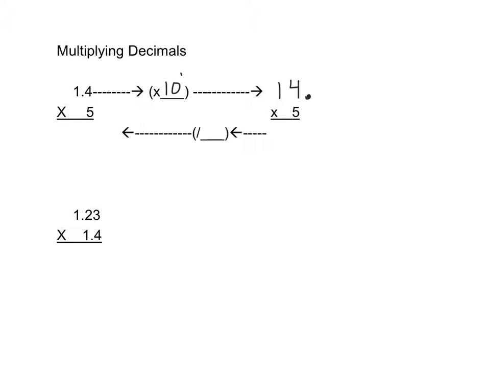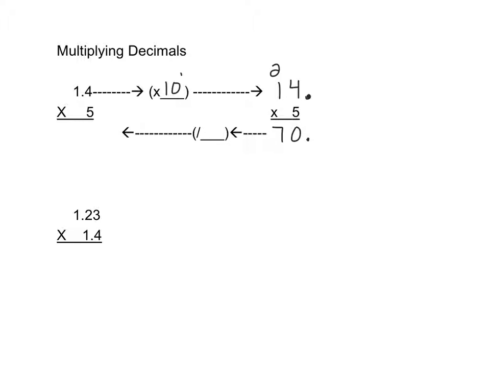So now, since I have mathematically moved the decimal point out of the way, I can just go ahead and multiply my numbers like I would normally. 5 times 4 is 20. 5 times 10 is 50, plus 2 more gives us 70. And I'm going to put that decimal point here at the end. And now, because I need to put my decimal point back in, I'm going to do the inverse, or the opposite of what I did to get there.